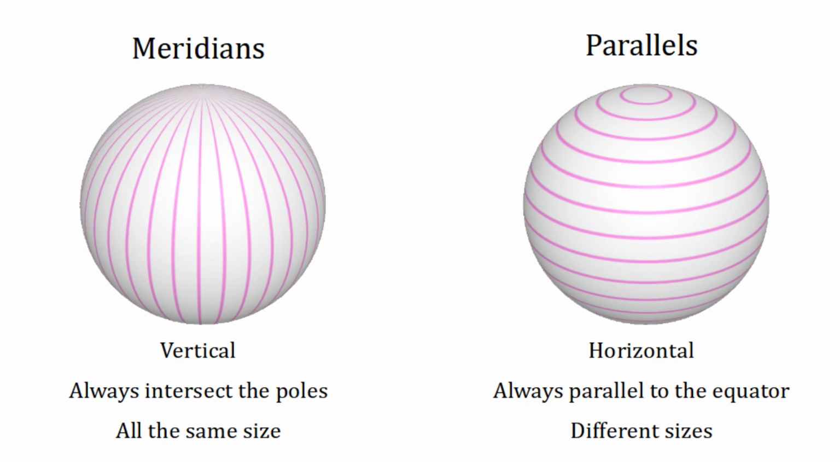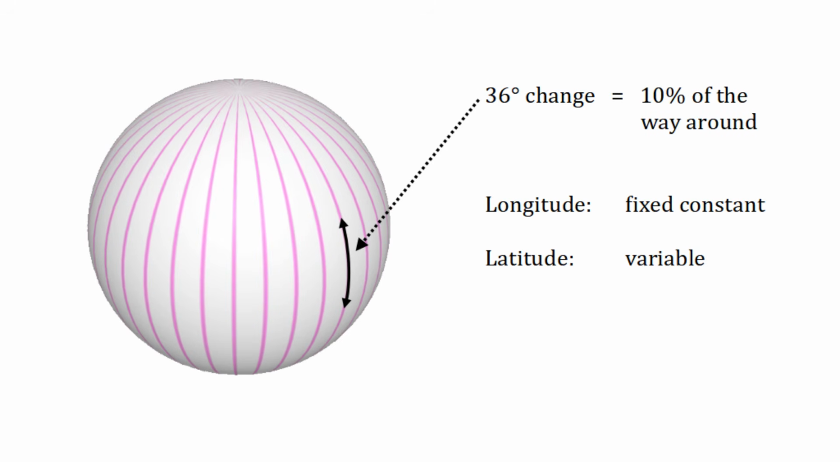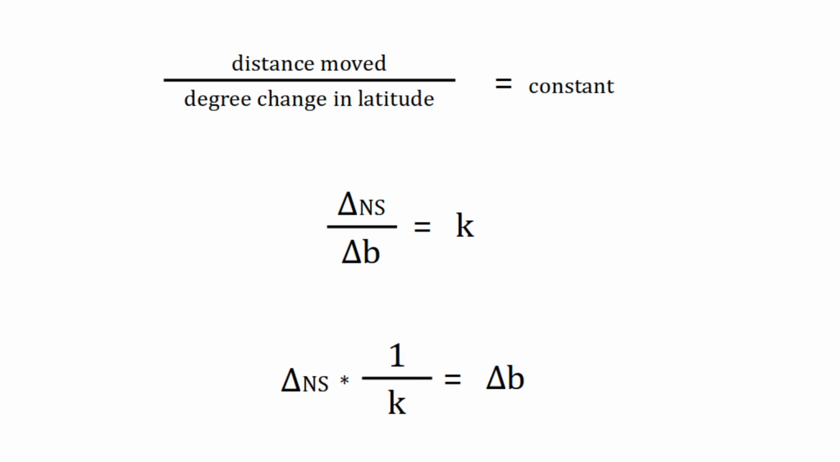When we change only latitude, we stay on the same meridian. If we change it by, let's say, 36 degrees, then we move 10% of the way around that meridian. Since all meridians are the same size, the distance moved per degree change is a constant. If we call this constant k, then we can use the variables from earlier to get delta NS over delta B equals k. This can also be rearranged.